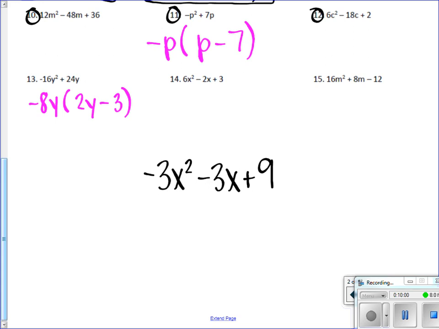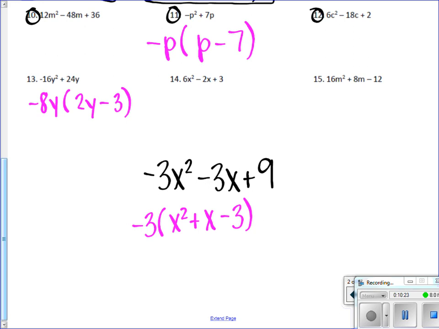I would also, what's the number that all three of these have in common? 3. Okay. So we're going to take out 3. I would also take out the negative on this one. So you always take out the negative if it's in front. Plus x. So what have all three of those had in common?